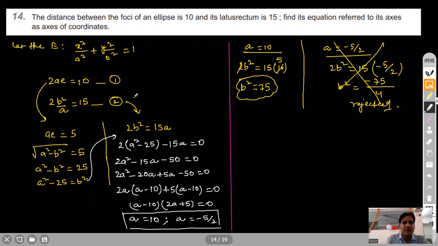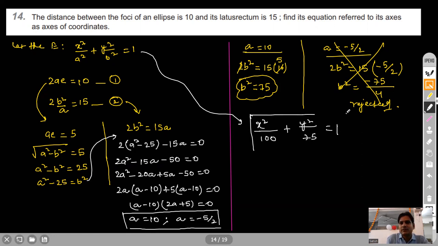So what will be our equation? So our equation becomes, this is what we supposed initially, the equation of the ellipse. So this will be x square upon a square. So if a is 10, what will be our a square? It will be 100. And plus y square upon b square is 75. That is equal to 1, right? So this will be our answer.